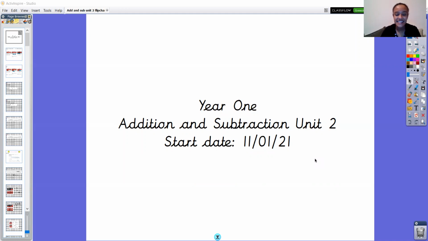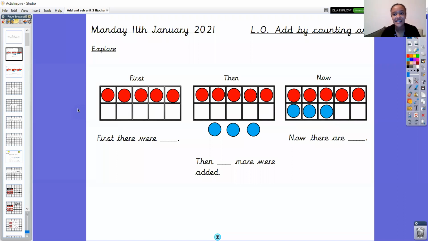So today is the start of a brand new unit of our maths learning. We've just finished our place value unit that you finished last week on Friday. So today we are starting a brand new unit. We're going back to addition and subtraction. This time is our unit 2, so we're looking at numbers up to 20 this time. Okay, so our first lesson today is adding by counting on.